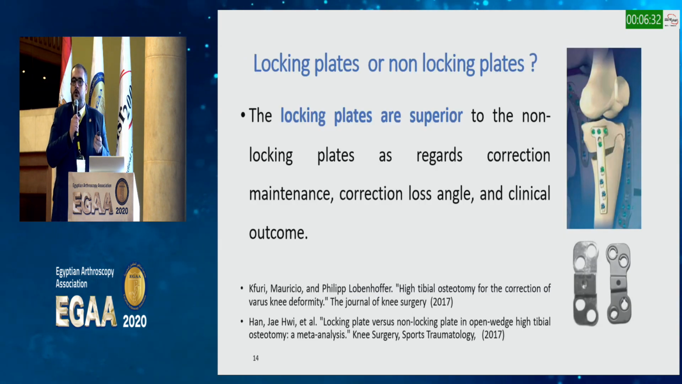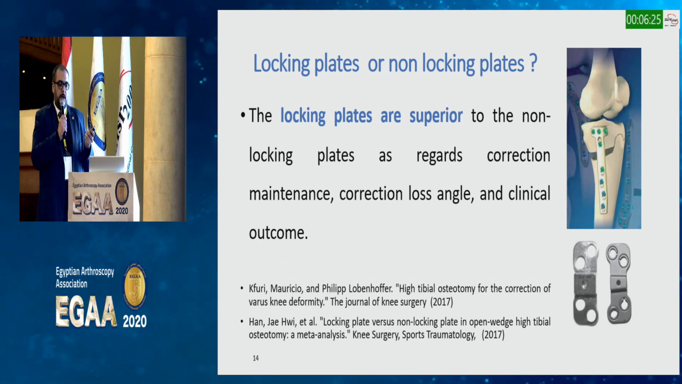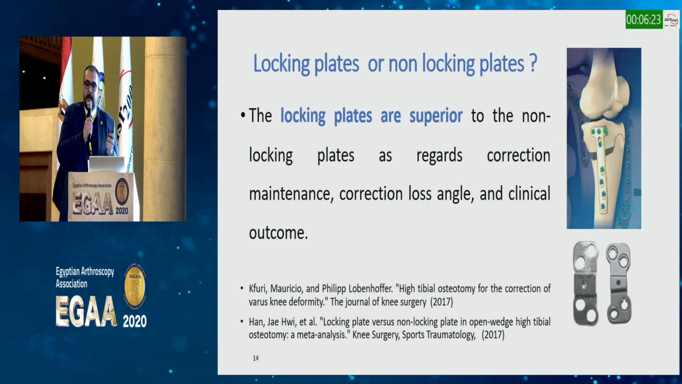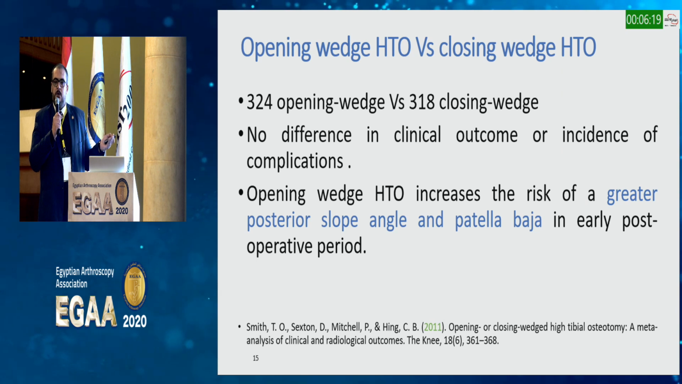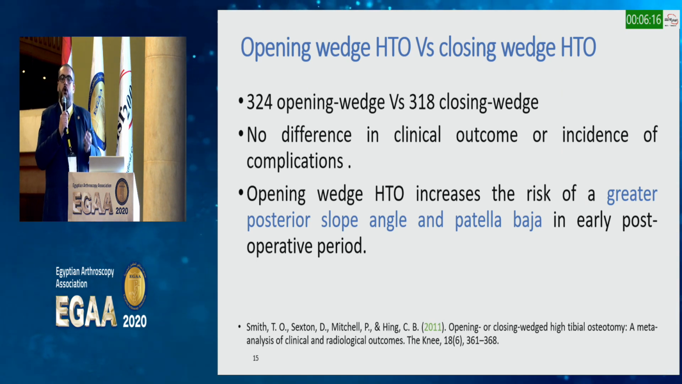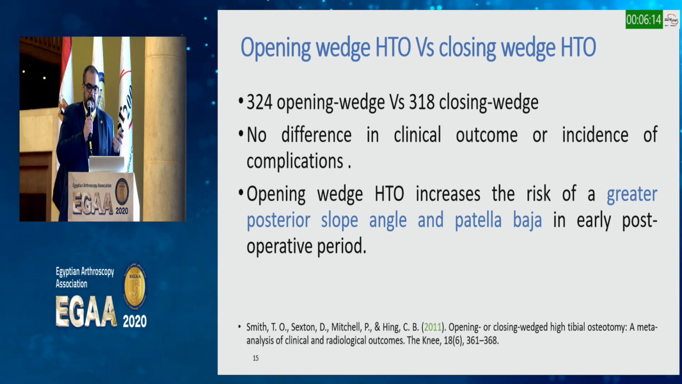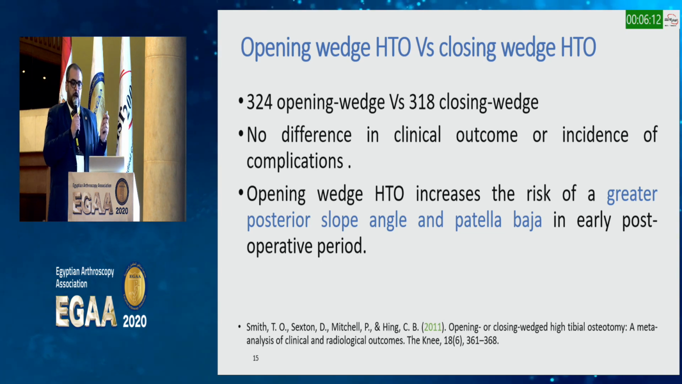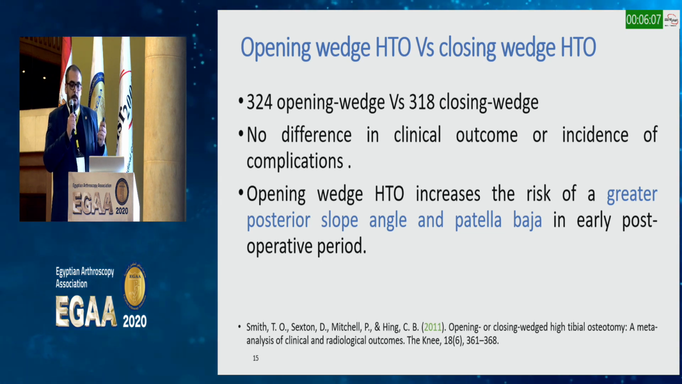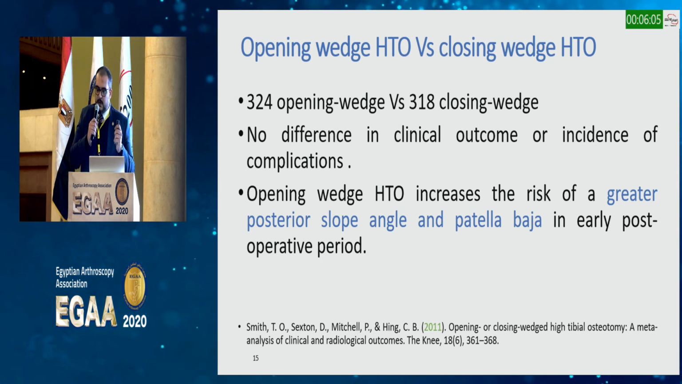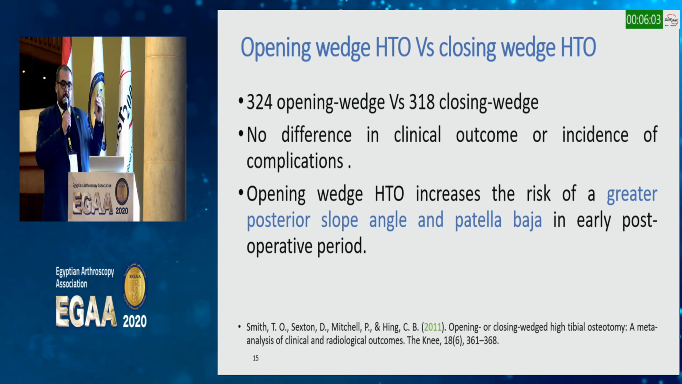So which plate should you use, locking plate or non-locked plate? Locked plates are superior to non-locked plates as regards correction maintenance, correction loss angle, and clinical outcome. Which method should you use, closing wedge or opening wedge high tibial osteotomy? We have this meta-analysis from 2011. It concluded that there is no difference in clinical outcome and incidence of complications, but opening wedge high tibial osteotomy increased the risk of greater posterior tibial slope and patella baja.